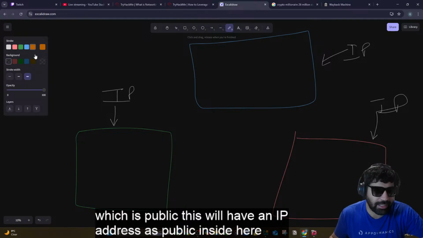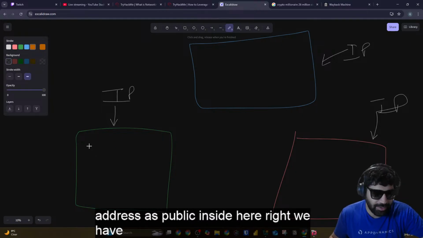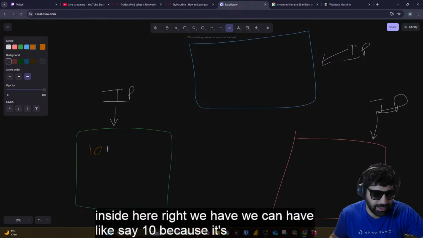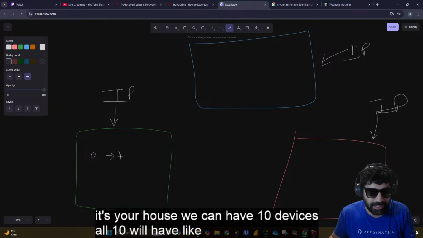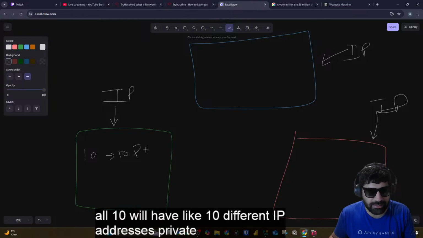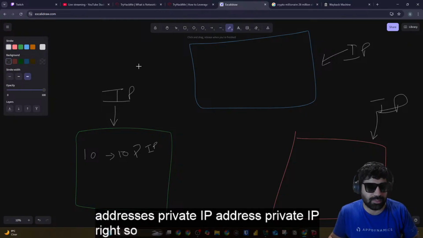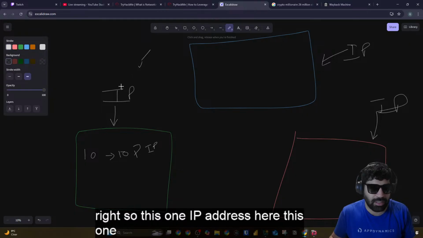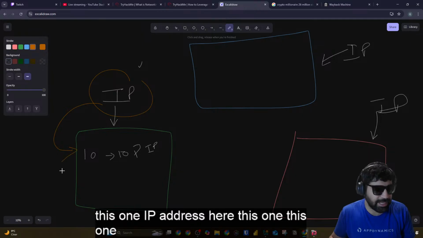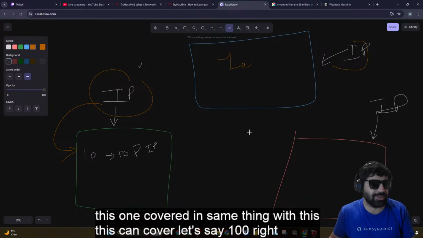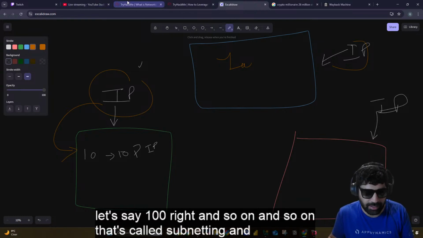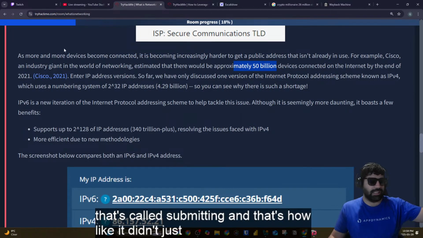Inside here, because it's your house, we can have, say, 10 devices. All 10 will have 10 different IP addresses, private IP addresses, right? So this one public IP address can cover 10. The same thing with this can cover, let's say, 100, and so on and so on. That's called subnetting, and that's how the whole world didn't end.